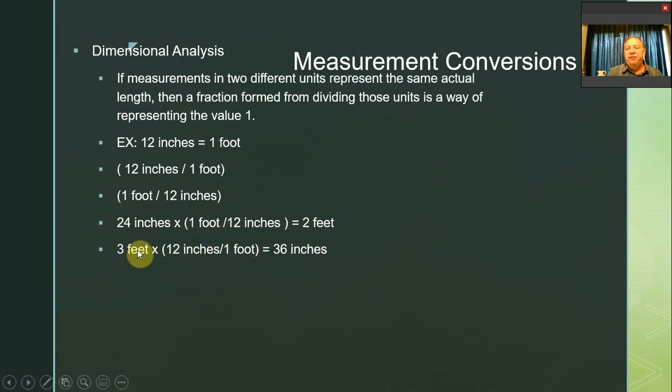What if I have 3 feet? I'm going to use the same equivalent but I'm going to do 12 inches up top, the foot down at the bottom, and the feet are going to cancel. It's the same unit, it's the same dimension. And then I'm going to multiply 3 times 12. There's my 36 inches.